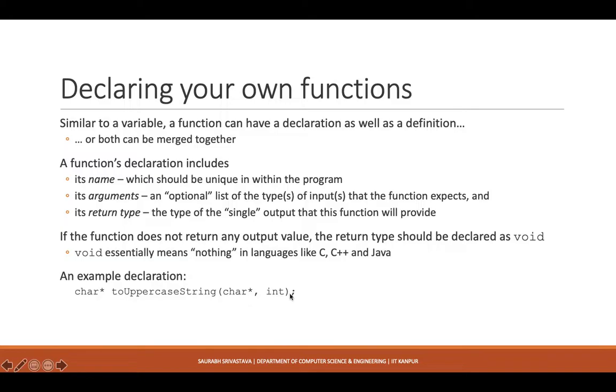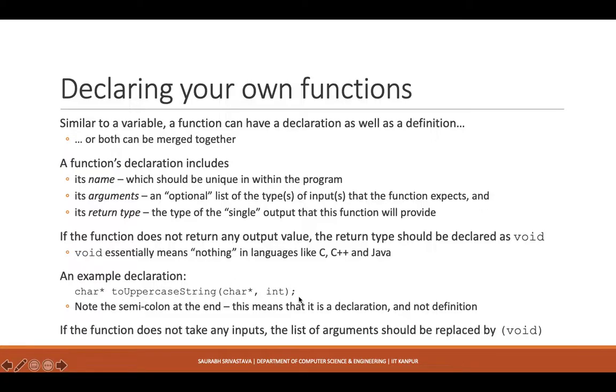Okay, these are the inputs, and this is the output. Okay, the return type of this function, and it says that this function is going to return a character pointer. So this is a very simple example of how a declaration looks. Just keep this in mind that when you have a declaration, it ends with a semicolon. Okay, so it's like any other C statement, it has to end with a semicolon.